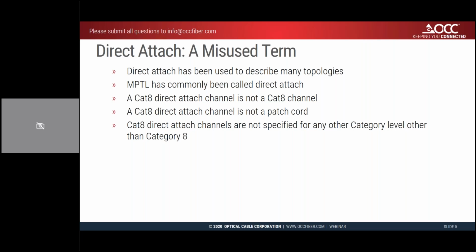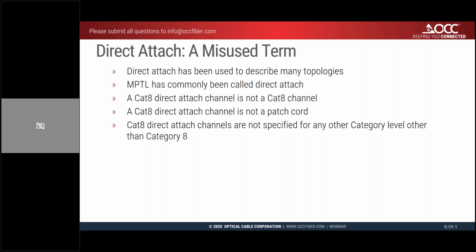Okay. In direct attach, that's typically a Cat8 thing. So a Cat8 direct attach channel is actually not a Cat8 channel. A Cat8 channel allows for a couple of connectors within the channel, whereas direct attach has no connectors. All right. A Cat8 direct attach channel is also not a patch cord, even though it looks like one. Patch cords only get tested for near-end crosstalk and return loss. Channels get tested for a lot more.